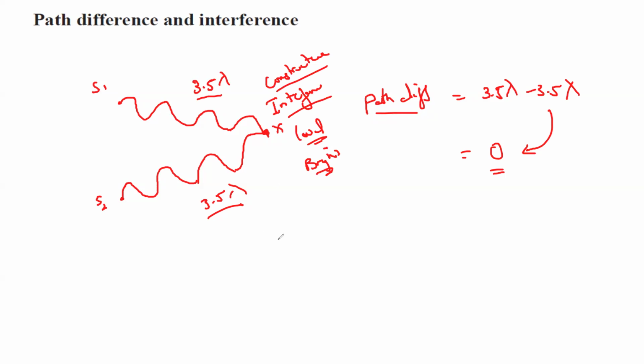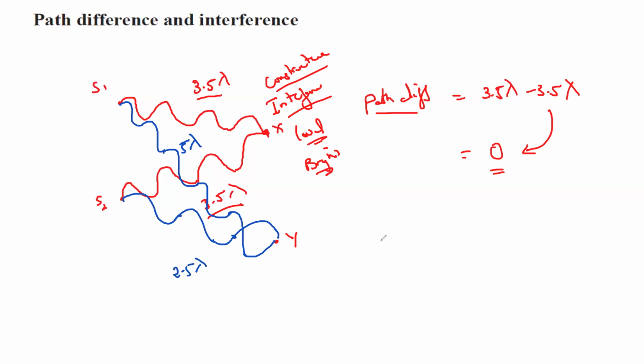But what if there is another point Y, and we observe the motion of the wave from the source? From source 1 to position Y, how many wavelengths are there? 1 wavelength, 2, 3, 4 wavelengths, and 5. So 5 wavelengths. How many wavelengths are there from source 2 to Y? 1 wavelength, 2 wavelengths, and 2.5 wavelengths.